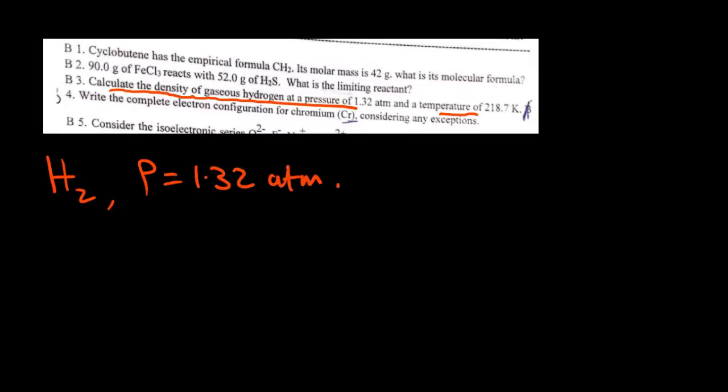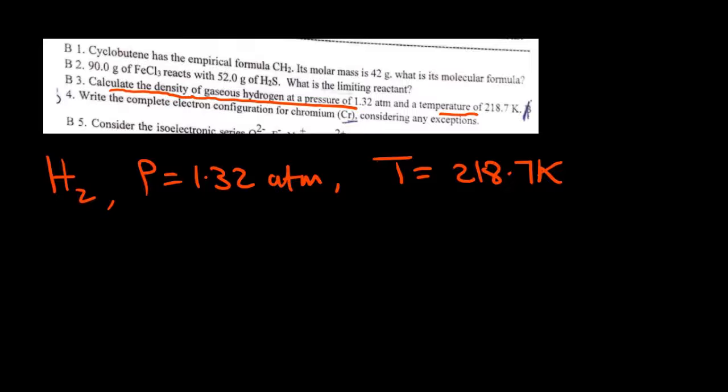Question number 3 says calculate the density of gaseous hydrogen at a pressure of 1.32 atmospheres and a temperature of 218.7 K. So let's get what we have. We have gaseous hydrogen, which is H2, a pressure of 1.32 atm, and a temperature of 218.7 K. So how can we calculate the density given this information?